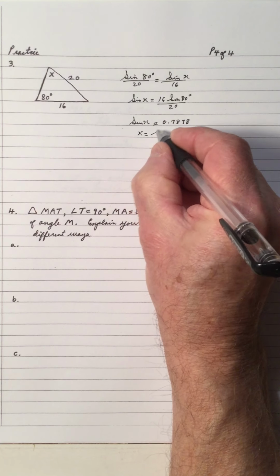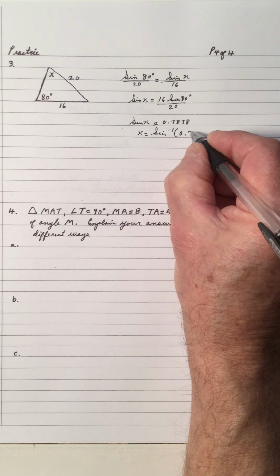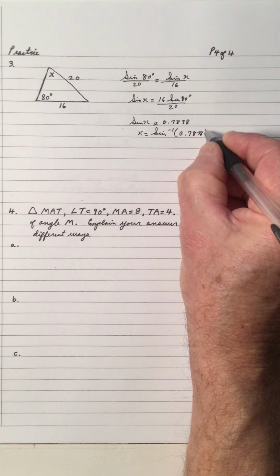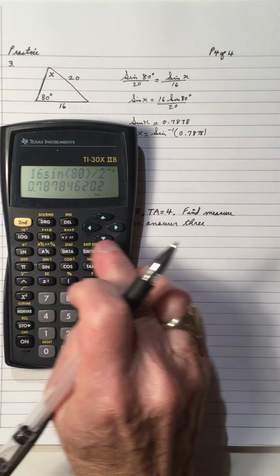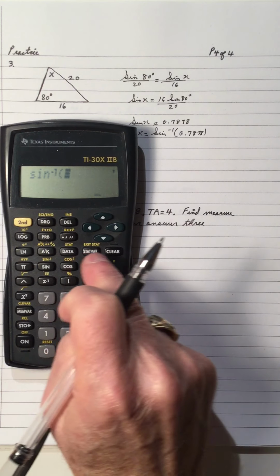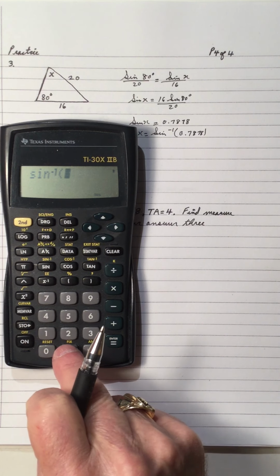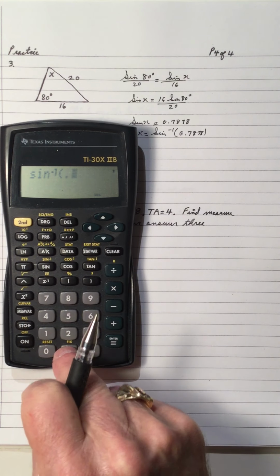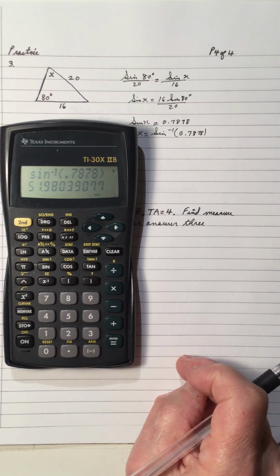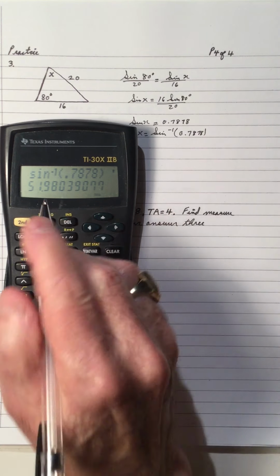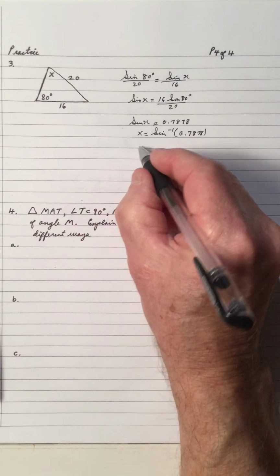So x is equal to sine, we're looking for the angle, so we do an inverse. And so we have the answer here. So we'll go inverse sine, and again, I could type in this answer, which is decimal 0.7878, and I'll get to the nearest degree 51.98. The nearest degree is 52.